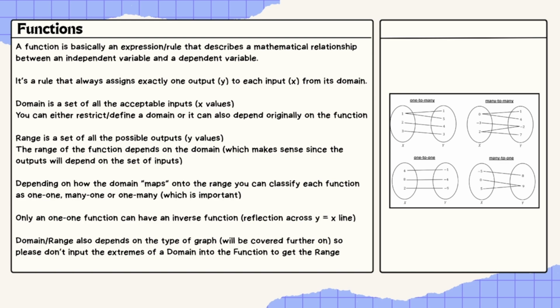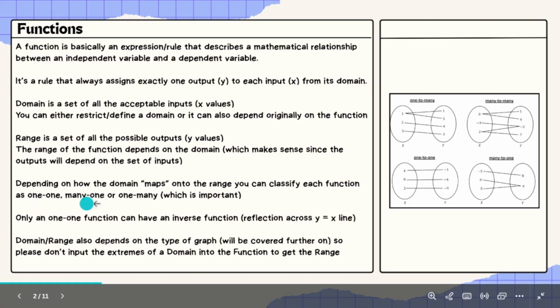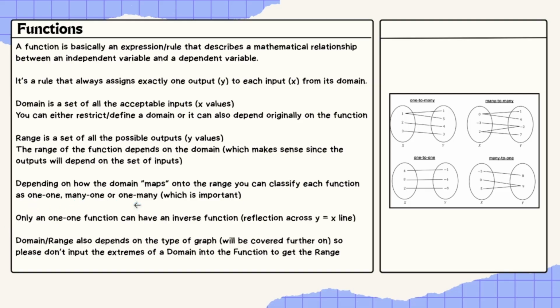Now, range is a set of all the possible outputs, which are your y values, and the range of the function depends on the domain, which makes sense since the outputs will depend on the set of inputs. So depending on how the domain maps onto the range, you can classify each function as one-to-one, many-to-one, or one-to-many. Now, classification of functions is also important since it's in your syllabus.